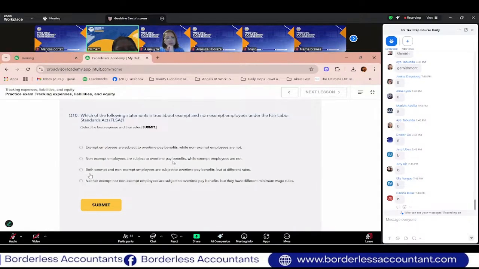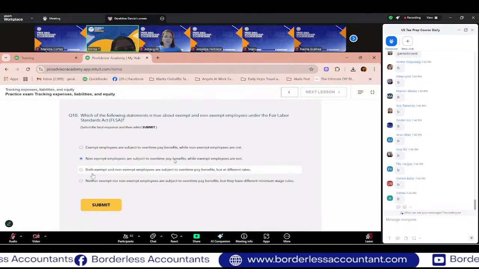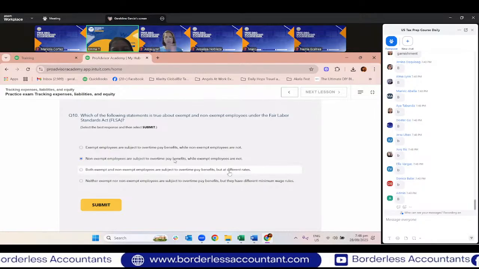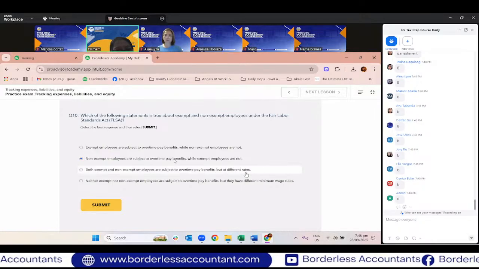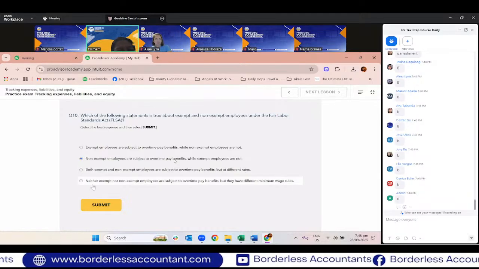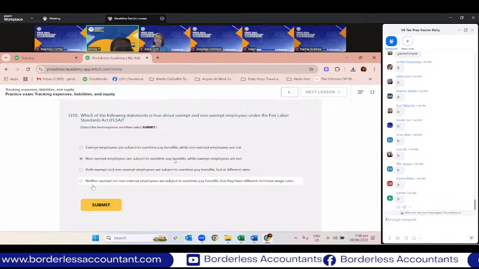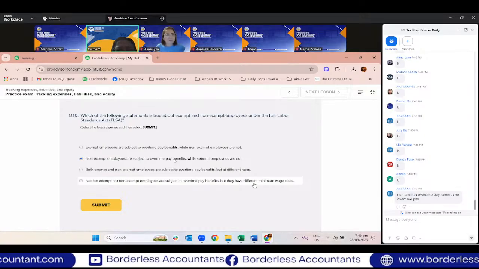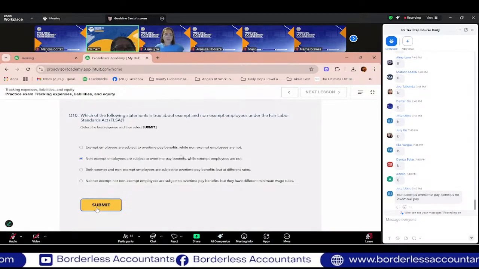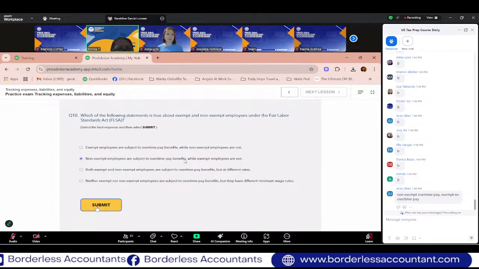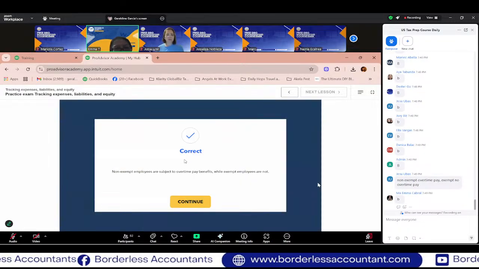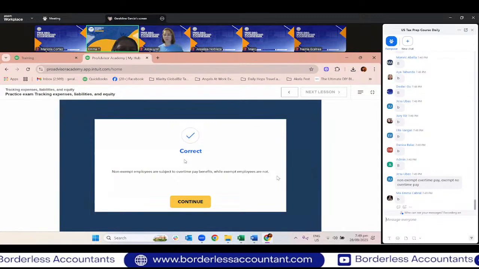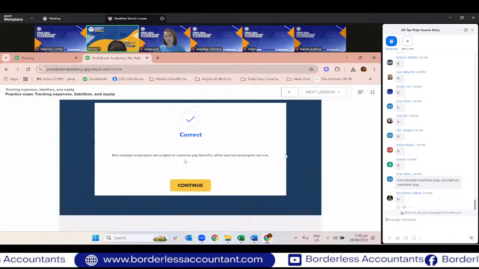Okay, so the correct answer is B, but let's proceed with C first. Both exempt and non-exempt employees are subject to overtime pay benefits, but at different rates. Then the last one: neither exempt nor non-exempt employees are subject to overtime pay benefits, but they have different minimum wage rules. So from the choices, letter B is the most appropriate one. Let's click on letter B. Correct. Non-exempt employees are subject to overtime pay benefits, which exempt employees are not. Thank you. So let's continue.